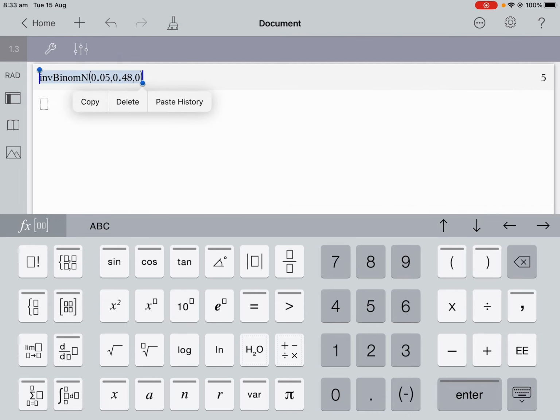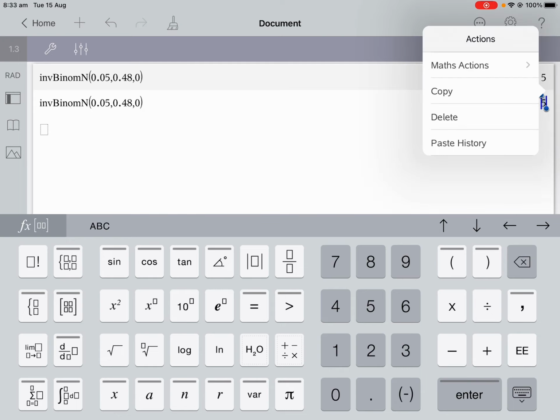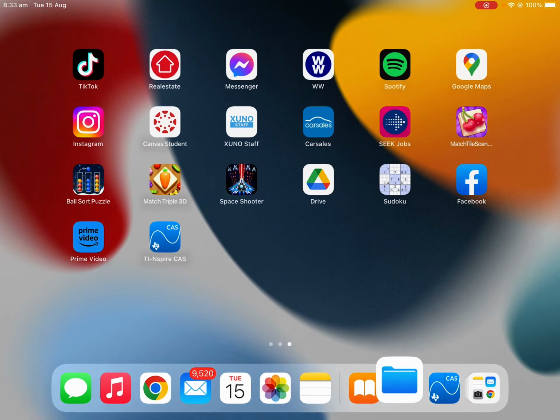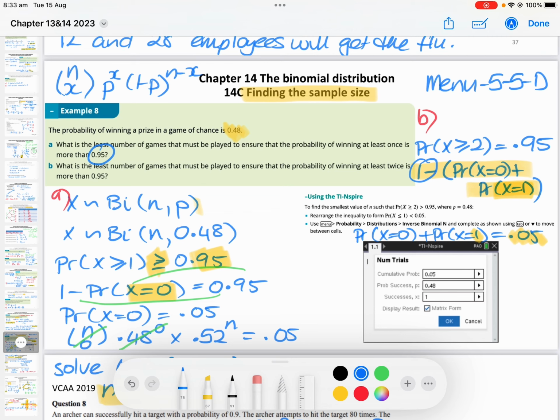What I might do is just copy down this previous one here. Still 0.05, still 0.48, but this is meant to be 1. And this time it's 8, so you have to play 8 games. Just be careful where you put those numbers, hey, because otherwise you're going to do the same as I did. So 8 games using your calculator.